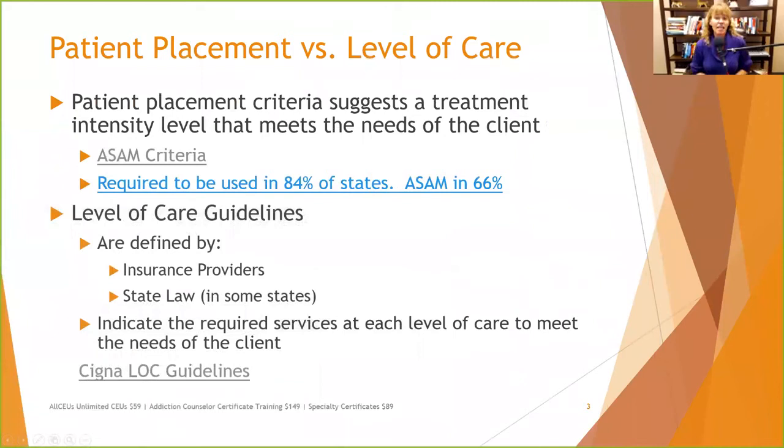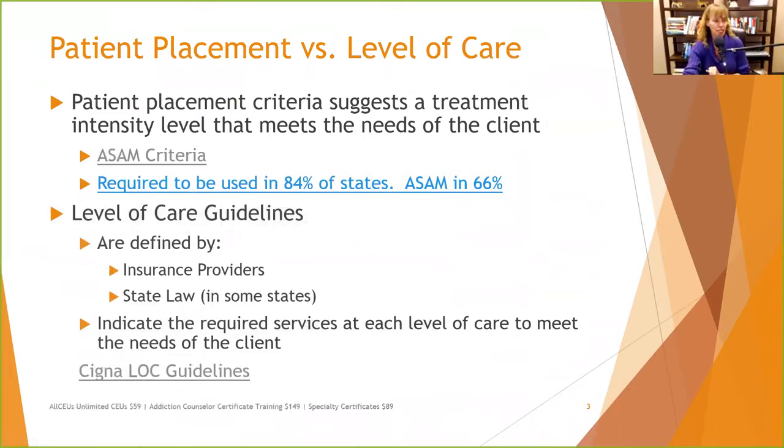Level of care guidelines are defined by insurance providers, and in some states like Florida, state law. So these guidelines tell you exactly what you're supposed to do at a certain level of care. So patient placement criteria says what level of care to put people at. Level of care guidelines say, what are you going to do when the person gets there? What is it that intensive outpatient services are supposed to provide?